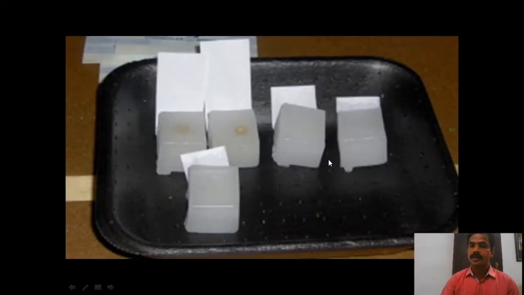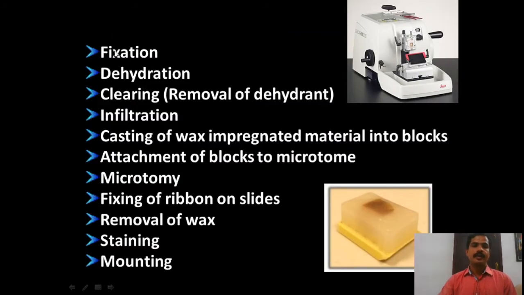And these are the paraffin blocks prepared by the paraffin method. And in this procedure there are different steps.